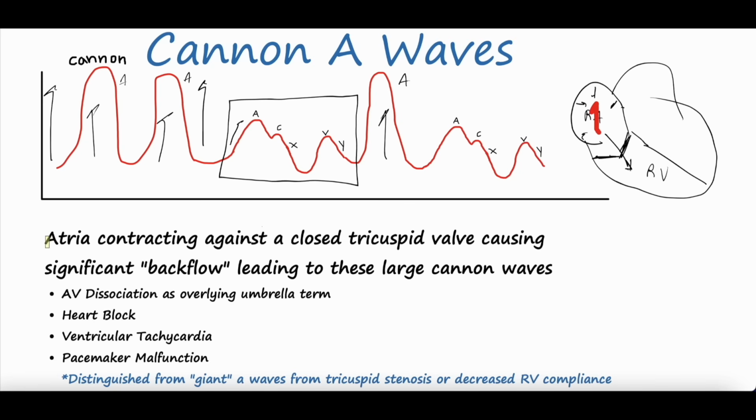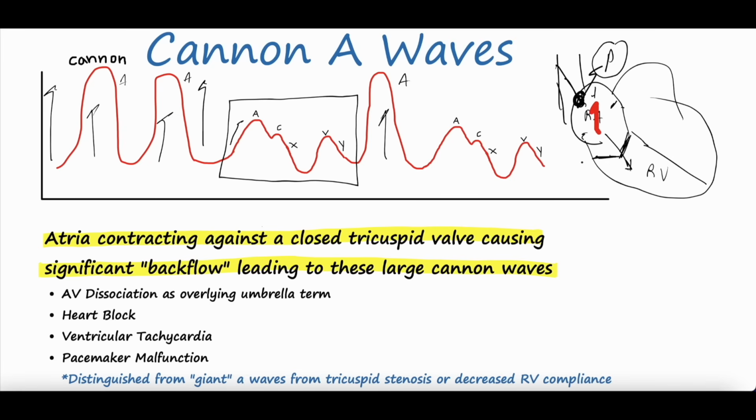So it's when the atria contracts against a closed tricuspid valve, causing significant backflow, leading to the central venous catheter that's sitting right at that cavo-atrial junction, right, in the superior vena cava. It causes that catheter measuring the pressure right here to see this huge increase in pressure. Well, what could cause that? Because that's kind of funky, right? When the right atrium contracts, the tricuspid valve should open.